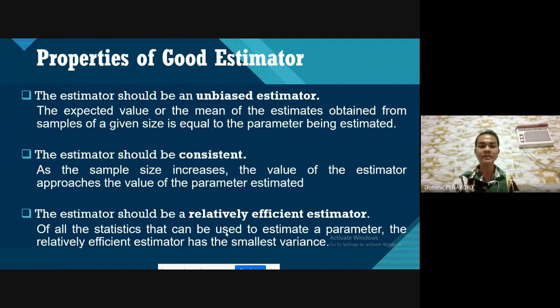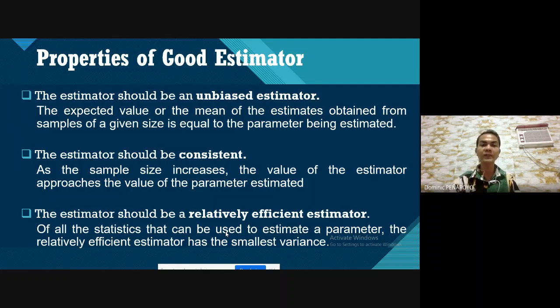All right, next. The estimator should be a relatively efficient estimator. Of all the statistics that can be used to estimate a parameter, the relatively efficient estimator has the smallest variance. Okay, the same as with consistent and unbiased, all you need to do is look for a relatively efficient estimator. So basically, the relatively efficient estimator has the smallest variance or dispersion.